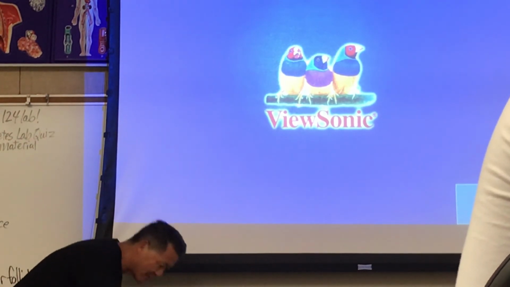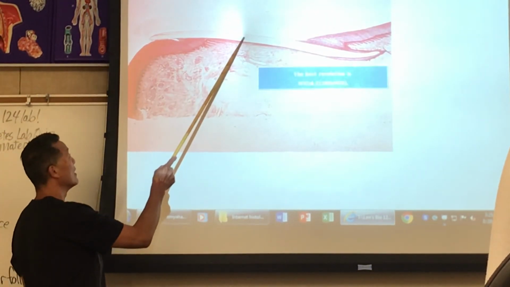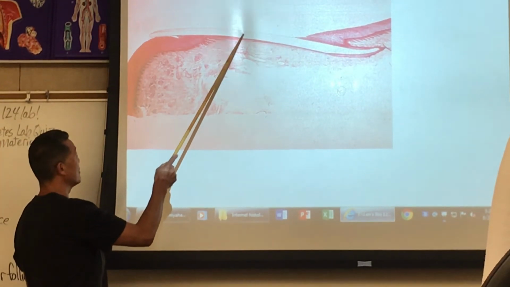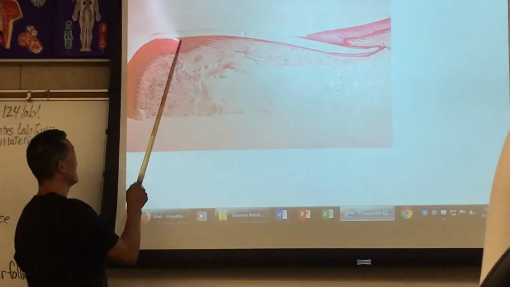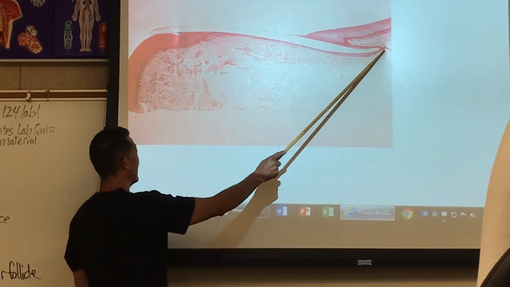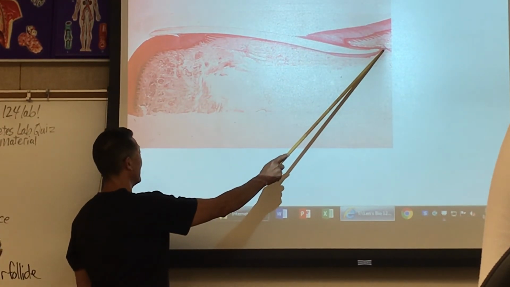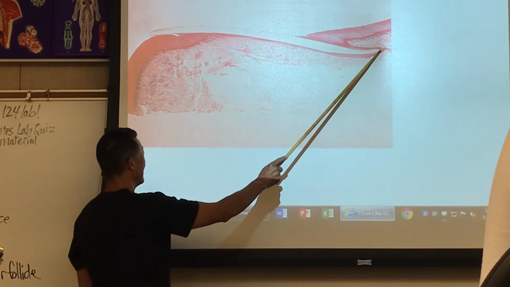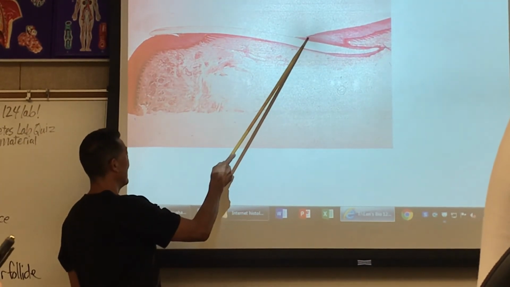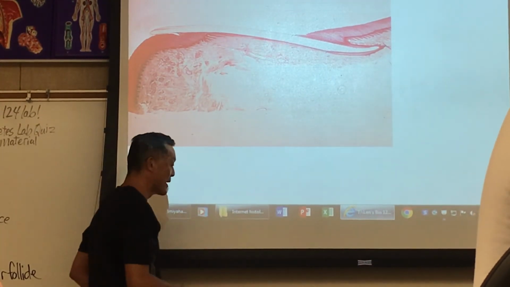What is the name of the structure I'm pointing at? Hyponychium. What is the name of the structure I'm pointing at? Nail root. What is the name of the structure I'm pointing at? Eponychium. What is the name of the structure I'm pointing at? Nail bed.